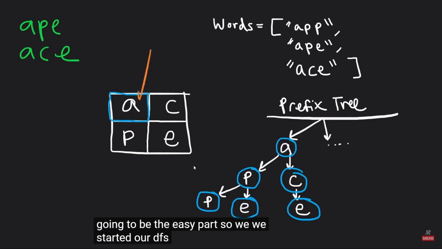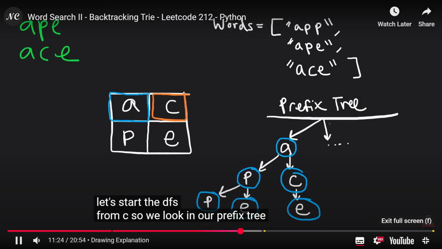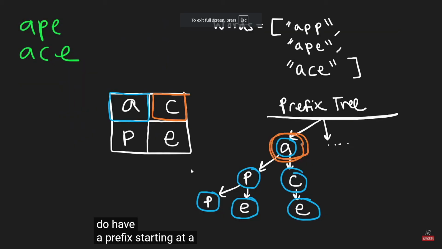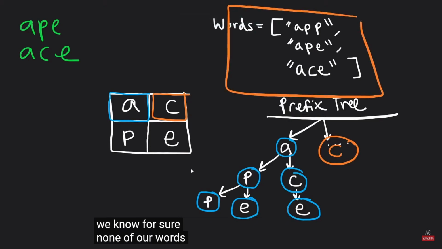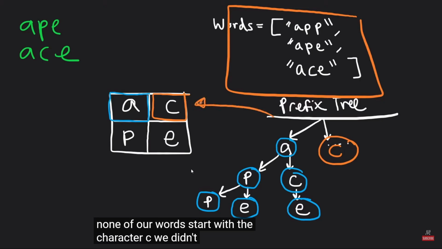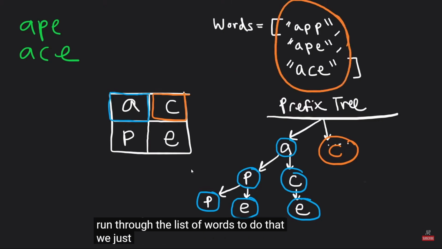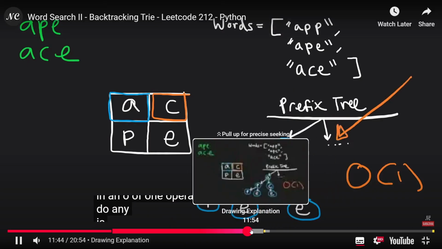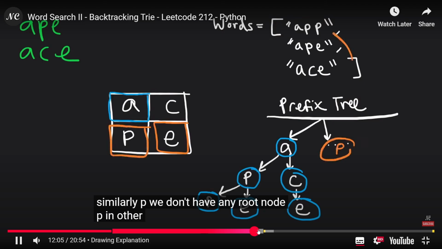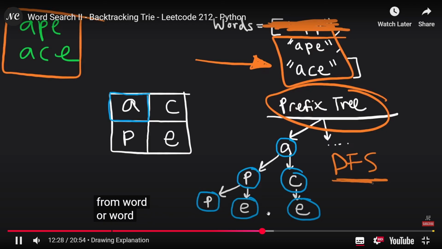So now is going to be the easy part. So we started our DFS from this position. Now let's start the DFS from C. So we look in our prefix tree. We do have a prefix starting at A. Do we have a prefix starting at C? We don't. So immediately we can say, okay, we know for sure none of our words start with the character C. We didn't have to run through the list of words to do that. We just did that in an O of 1 operation. We just checked.